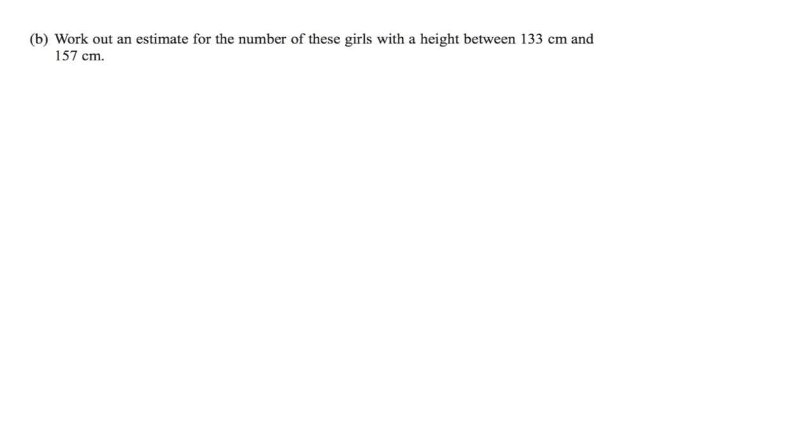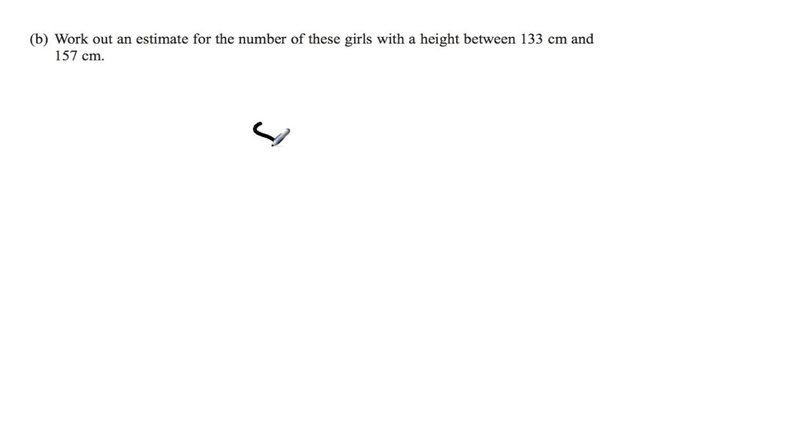10b. Work out an estimate for the number of these girls with a height between 133 centimeters and 157 centimeters. Since 157 centimeters is the upper quartile, it represents 75% of the data. Therefore, we need to find 75% of the 80 girls. Hence, I'm going to multiply 80 by 0.75.